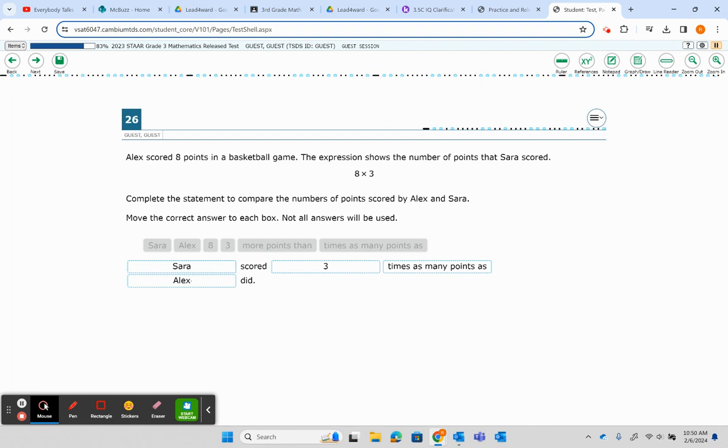It's an interesting question. A lot of kids will put 8 times as many points as Alex. This is one of those tricky ones. So that's the standard. If you ever get homework based on questions like this, it's important to help our kids out with them. Interesting problem.